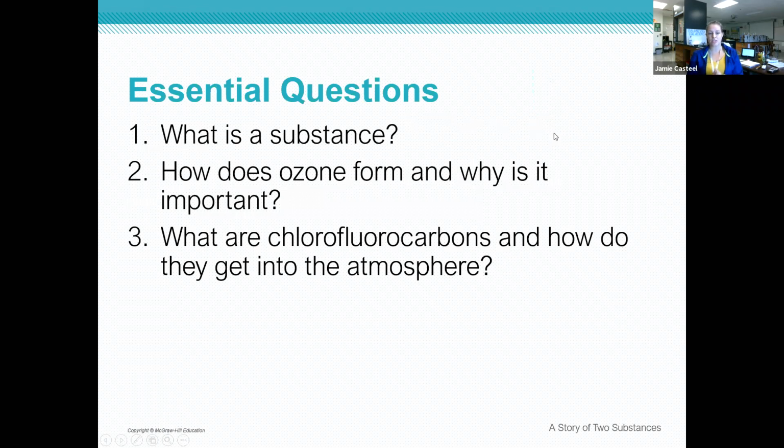The essential questions for this section. So these are our goal questions every time. What is a substance? How does ozone form and why is it important? And what are chlorofluorocarbons and how do they get into the atmosphere?